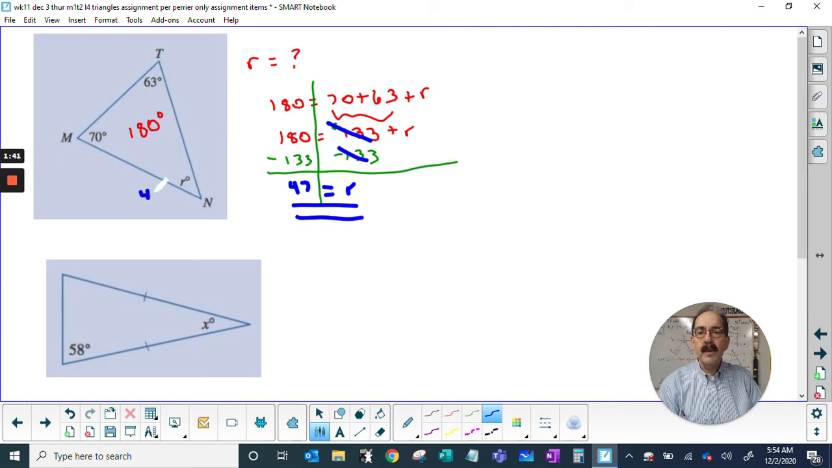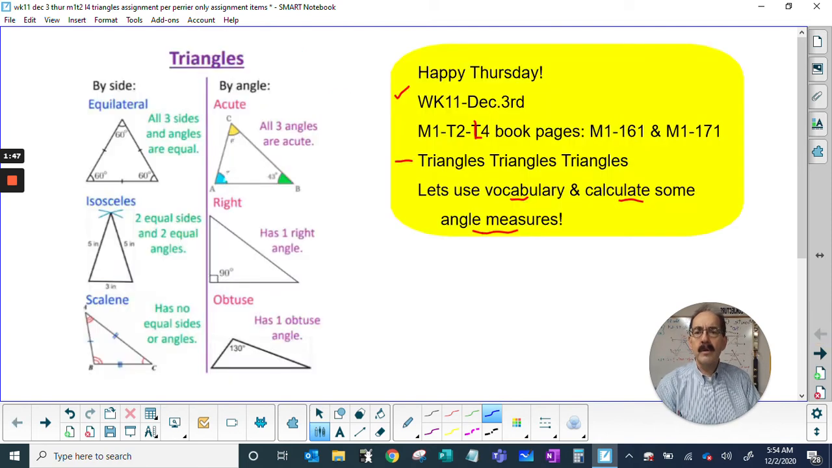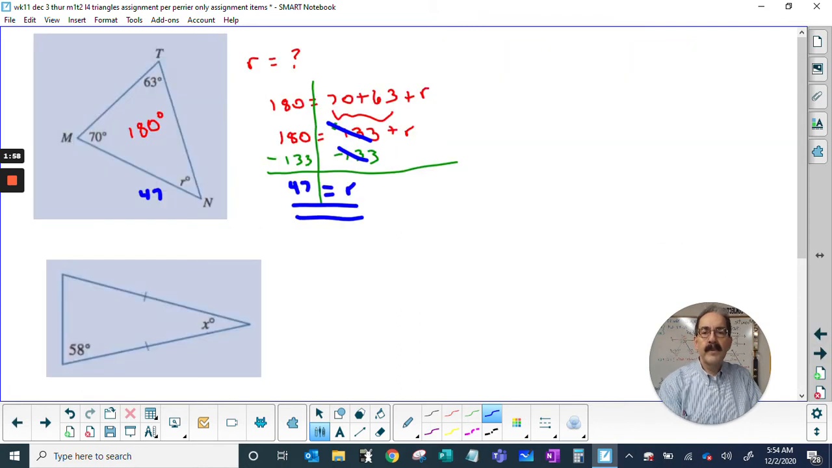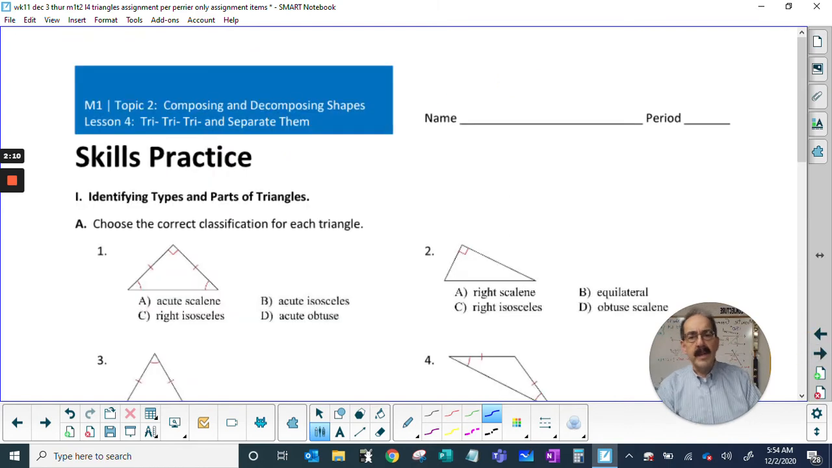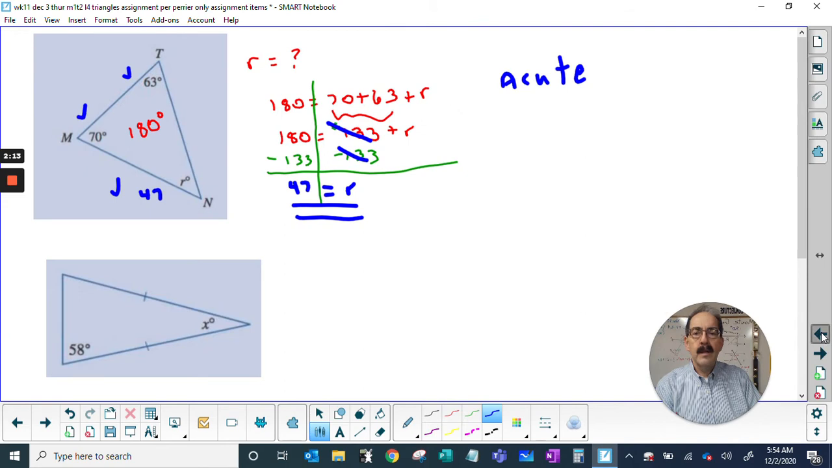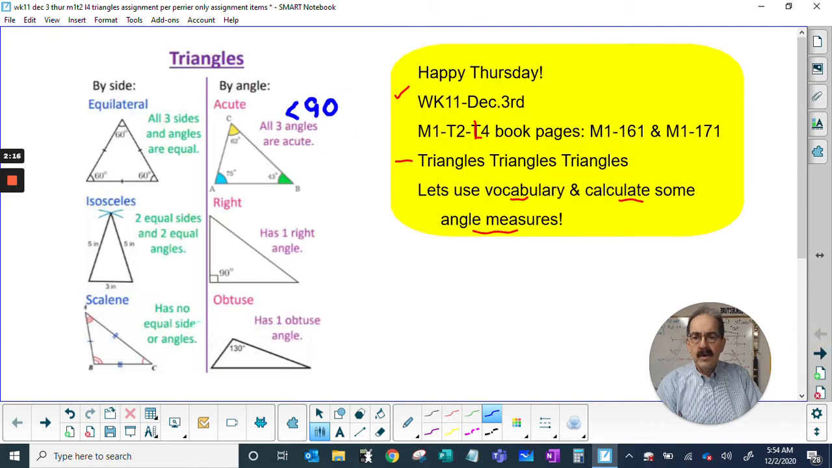Now that we saw that, let's study this triangle. What would be the name of this triangle? All angles are less than 90 degrees, so it's acute. Anything else? Different, different, different. When they're all different lengths, do we remember what we call that? All different, with no equal sides or angles. Scalene.